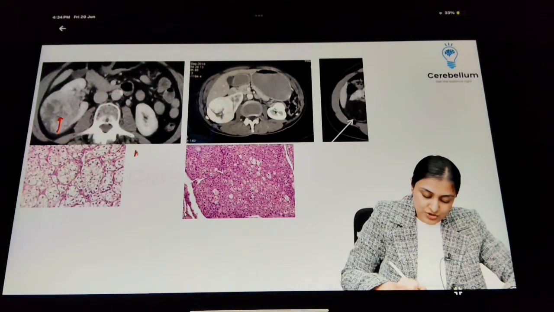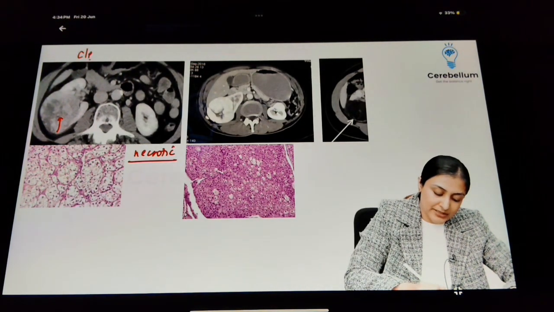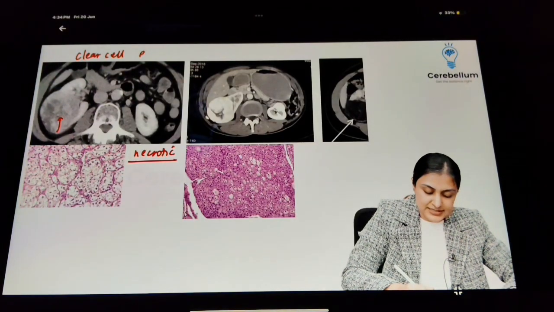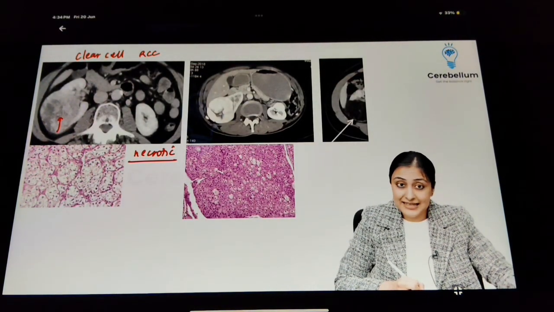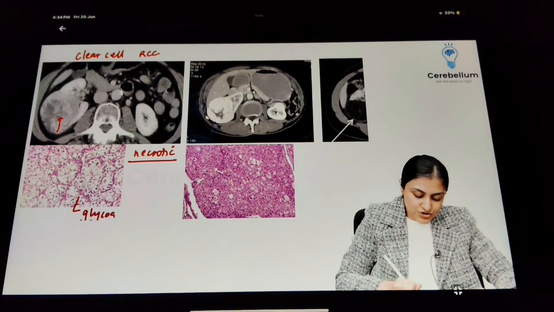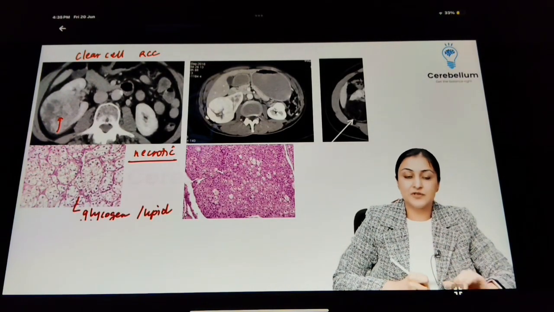Whenever you see such a heterogeneous necrotic mass lesion, this is the most common RCC. This is clear cell RCC. Histopath, just to correlate and finish it right here, right now. Why the name clear cell? Because this has the presence of glycogen and lipid within the cells, giving them this clear appearance.